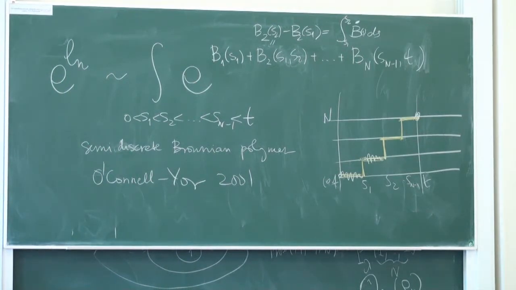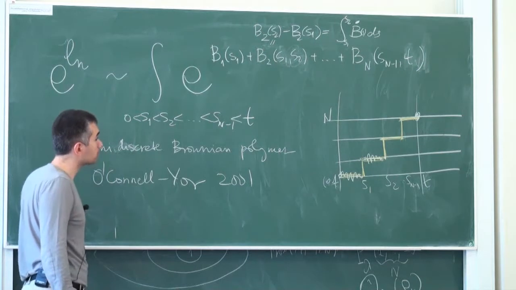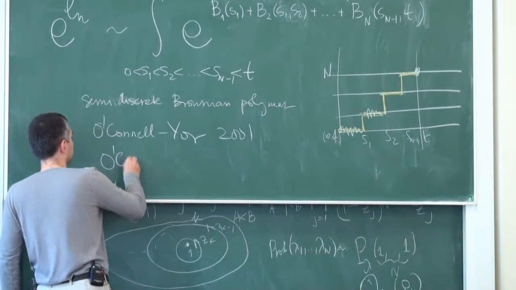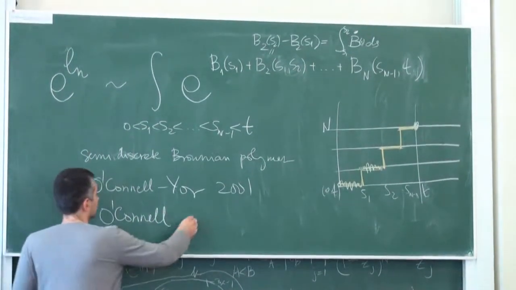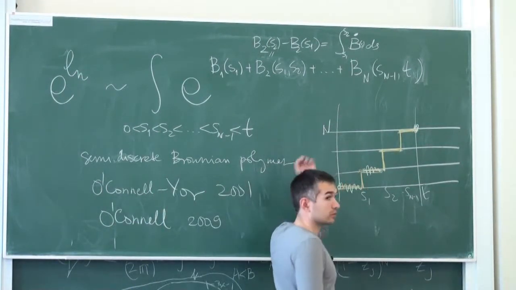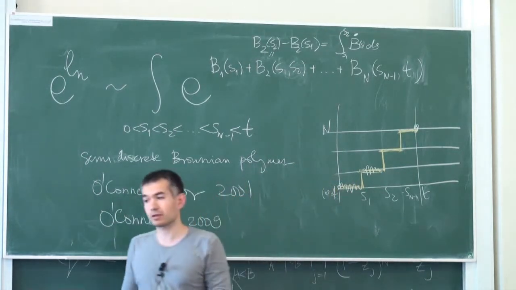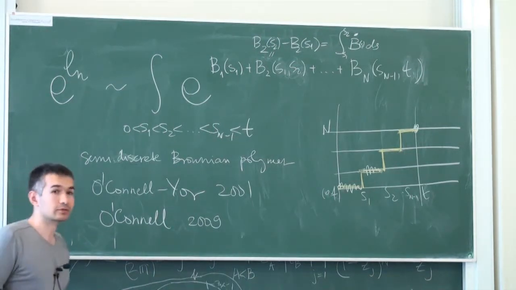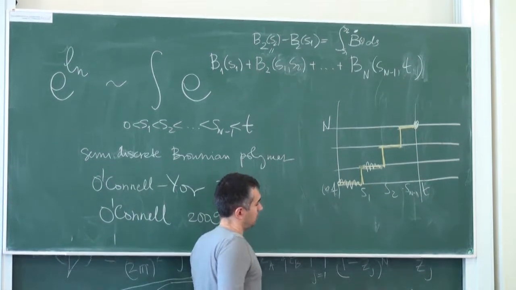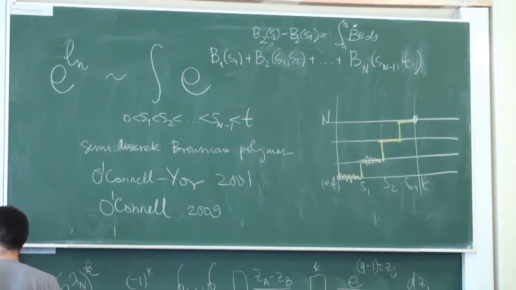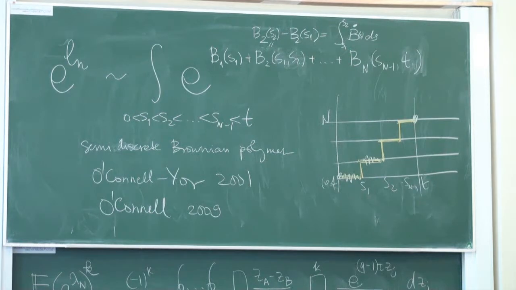O'Connell and Yor observed some integrability properties of the polymer. And later on, O'Connell wrote a beautiful paper in 2009 where he identified the distribution of this O'Connell-Yor polymer with something that can be expressed through solutions, through eigenfunctions of the quantum Toda lattice. Okay? In fact, that paper served as a hint for the development of this work.